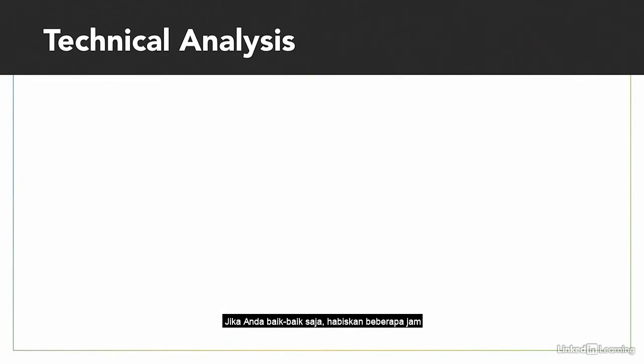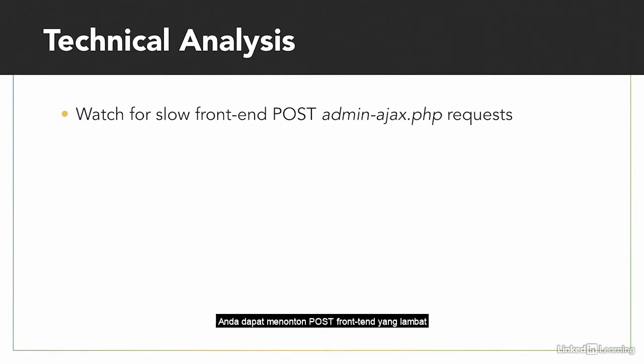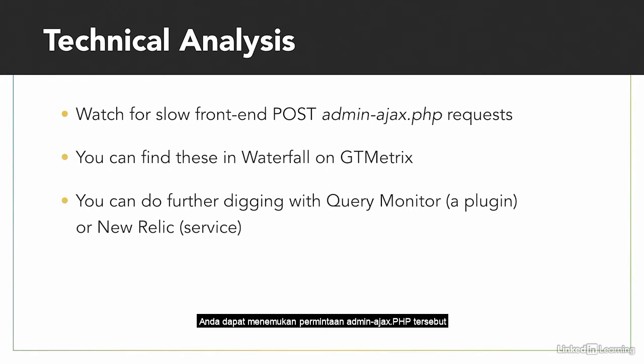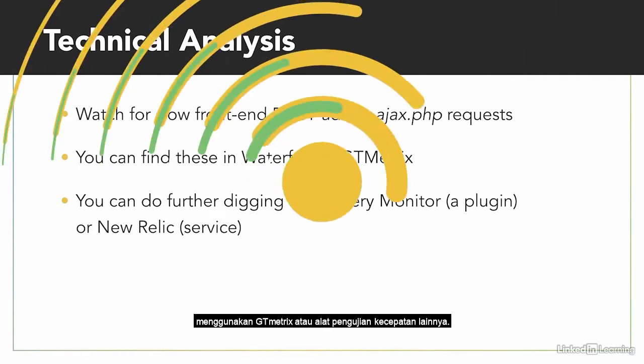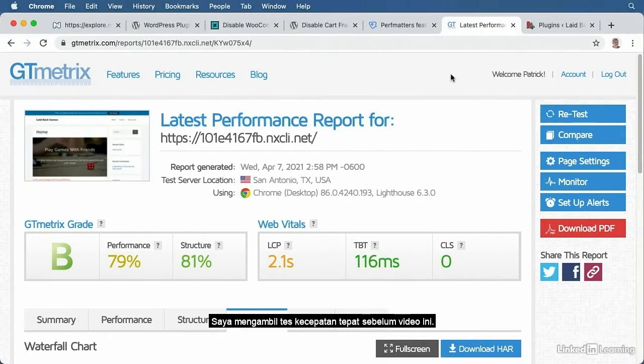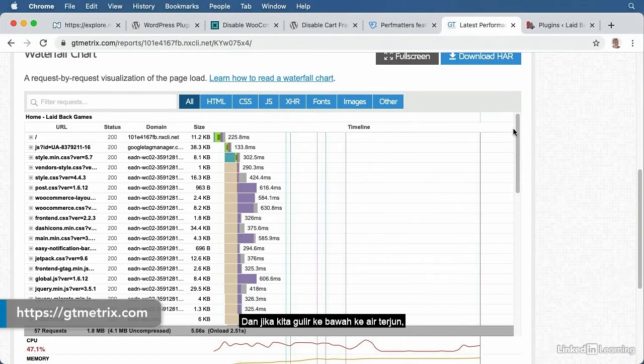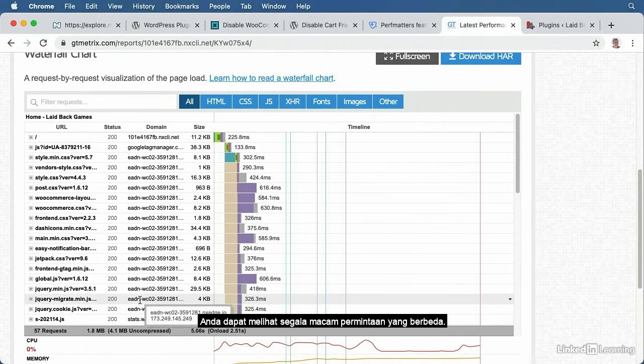If you're okay spending a few hours digging into the details with your plugins, you can watch for slow front-end post admin Ajax PHP requests. You can find those admin Ajax PHP requests by checking the waterfall on your site using GTmetrix or some other speed testing tool. I took a speed test right before this video, and if we scroll down to the waterfall, you can see all sorts of different requests.